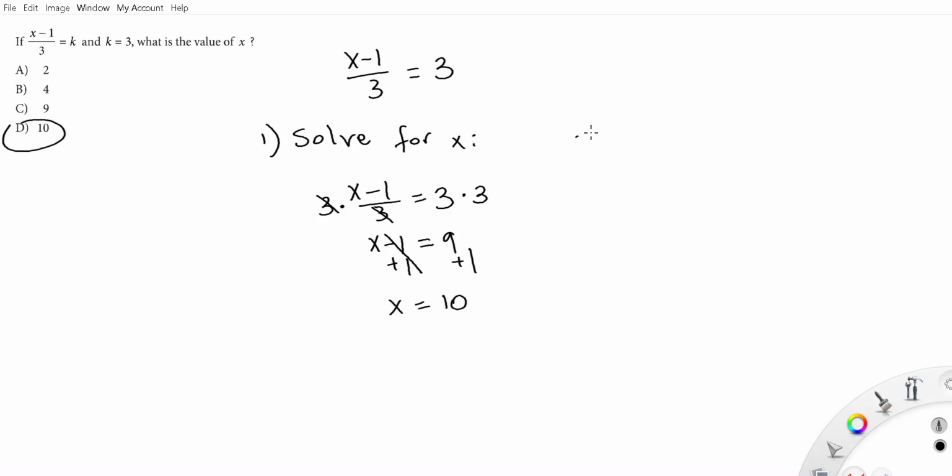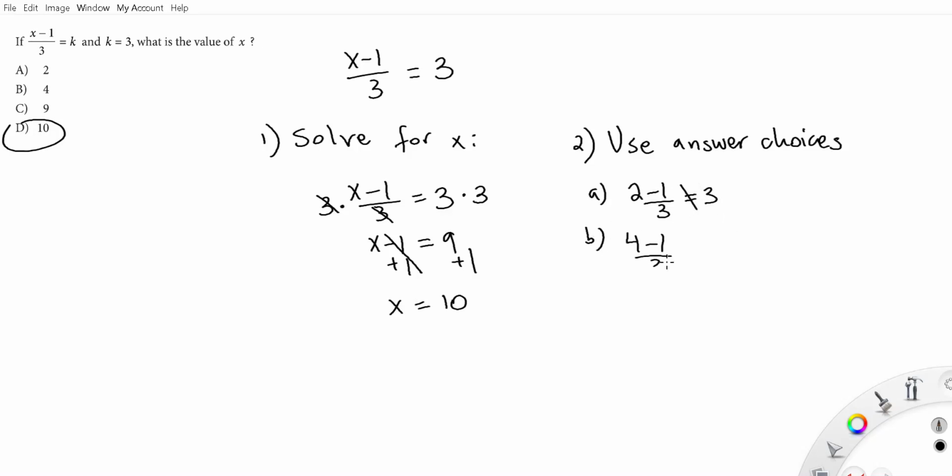Now the second way that you could do this is to use the answer choices, right? You use whatever you're given and you plug them into the equation to see which one comes out as true. So the first one would be 2. So then I would say, is (2 - 1)/3 equal to 3? It's not. Is (4 - 1)/3 equal to 3? It's not. It's equal to 1. Is (9 - 1)/3 equal to 3? It is not. So that means actually that the only possible answer left is D.